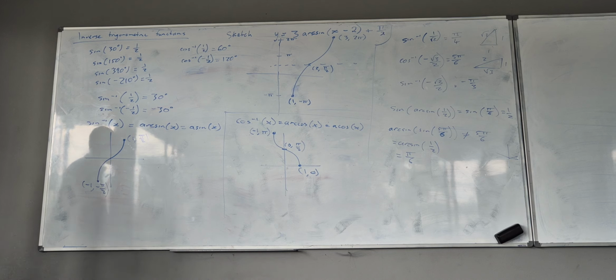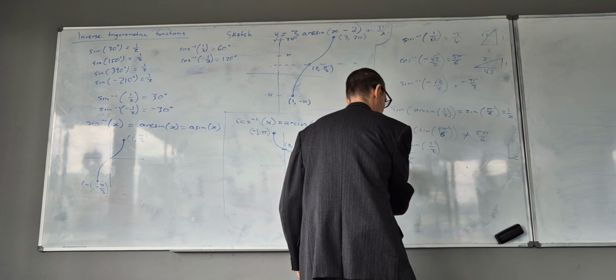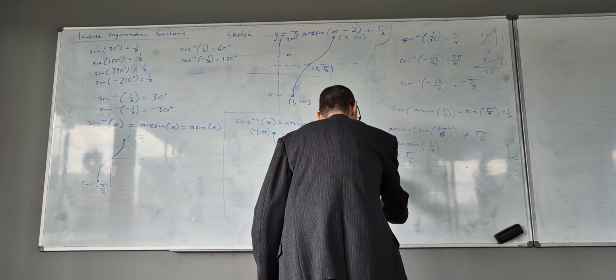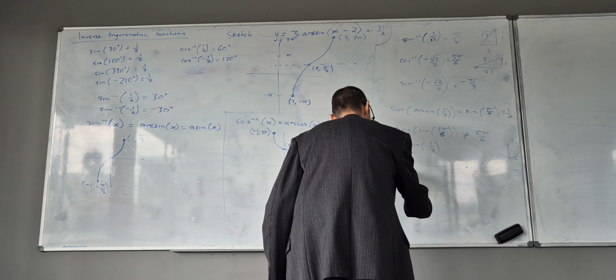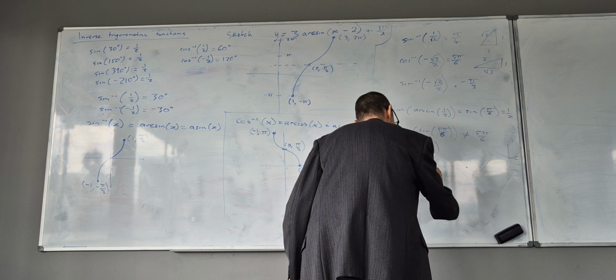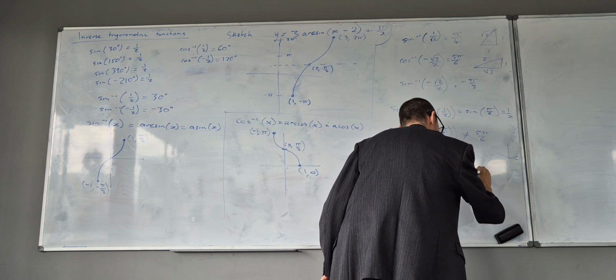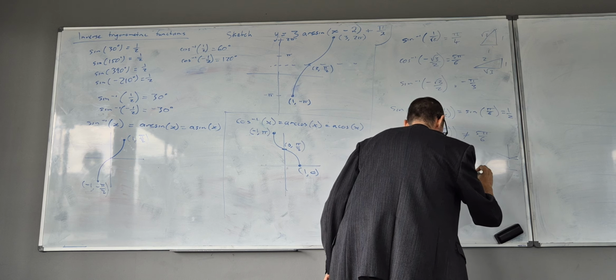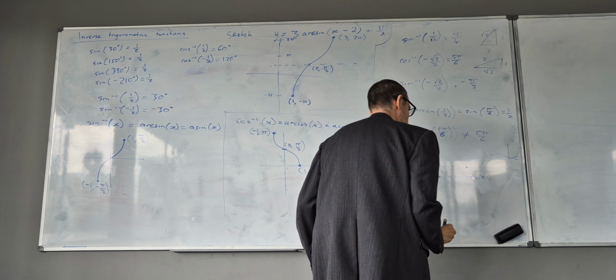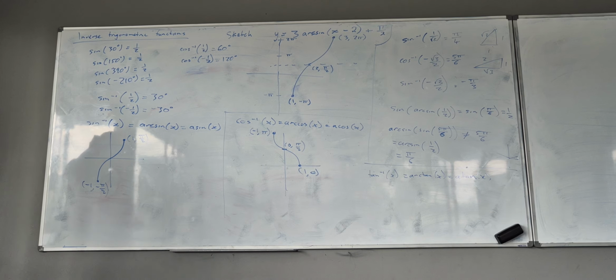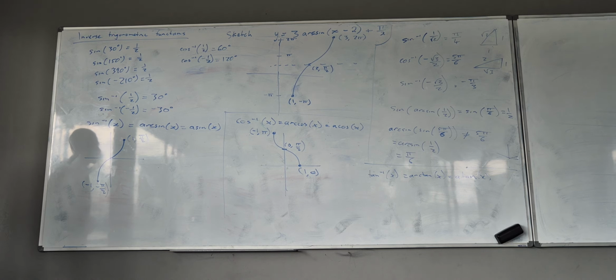Okay, what haven't we looked at? Tan. Tan to the minus 1 of x, or arctan of x, or a tan of x. You've got to get used to all of them. Can you do the reciprocal? No, you don't want to do the reciprocal.